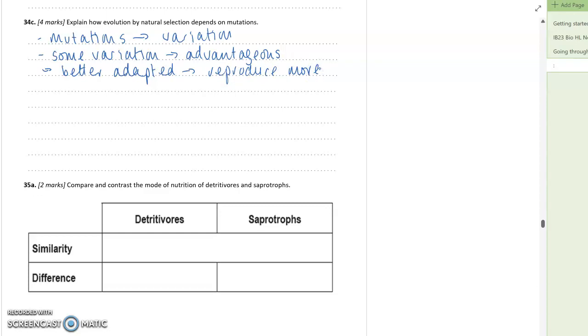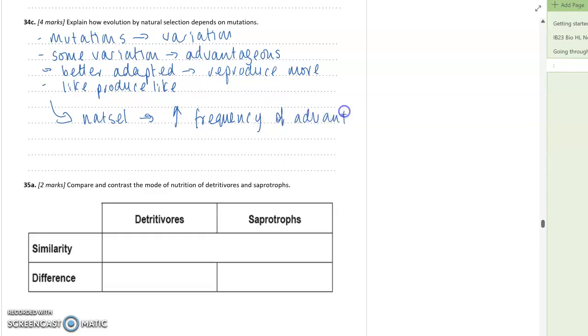Then you can say that like produces like, or that the parents are going to pass those characteristics onto the offspring. That's probably better than like produces like. And therefore, natural selection is going to result in an increase in the frequency of the advantageous allele, which was originally a mutation. And so that's a nice question. What I'd say with that is it's a really good example of where having that kind of step-by-step process and step-by-step thinking is really good.